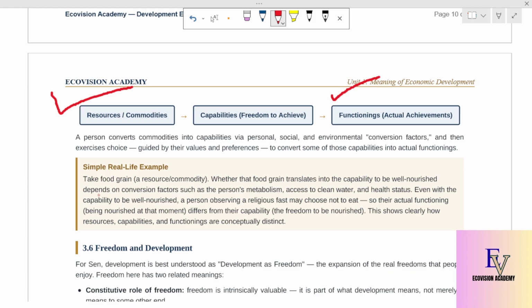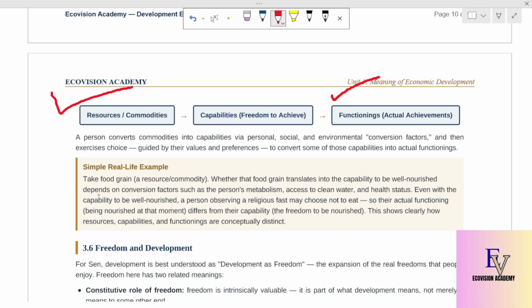Suppose you have seen a coal mine. So this is basically the resource. Whenever you are getting some coal from that coal mine, that is your capability, that is your freedom to achieve the coal from the coal mine. And then if you are using that coal for some cooking purpose, or for some vehicle purpose or any kind of energy generation, you can say that is my functioning. So this is the sequence.